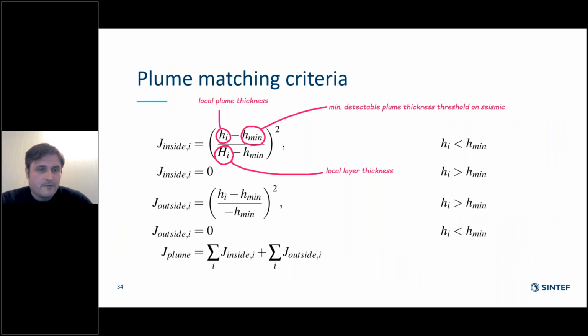Just a quick word on the criteria used for matching the plumes. In order to compare the simulated and observed plume, we compare the height of the simulated plume with the observed outline. And we penalize regions outside of the observed outline, where the height of the simulated plume is higher than a given threshold. And we also penalize regions inside the observed plume, where the height of the simulated plume is lower than this threshold. And this threshold is supposed to be comparable to the seismic resolution. So I'll now talk about the results. Next slide, please.